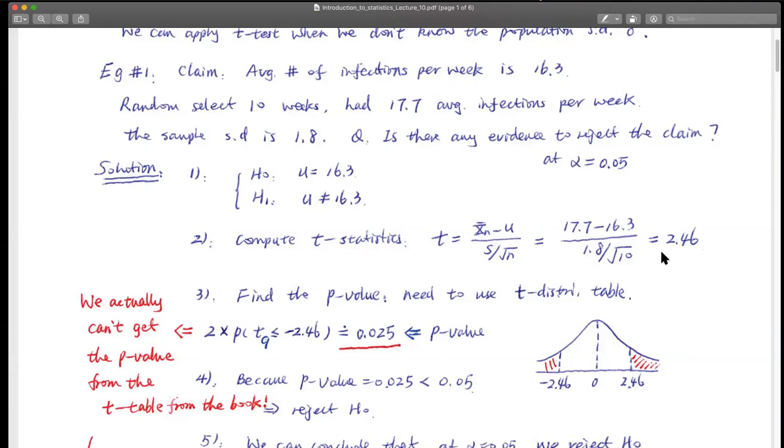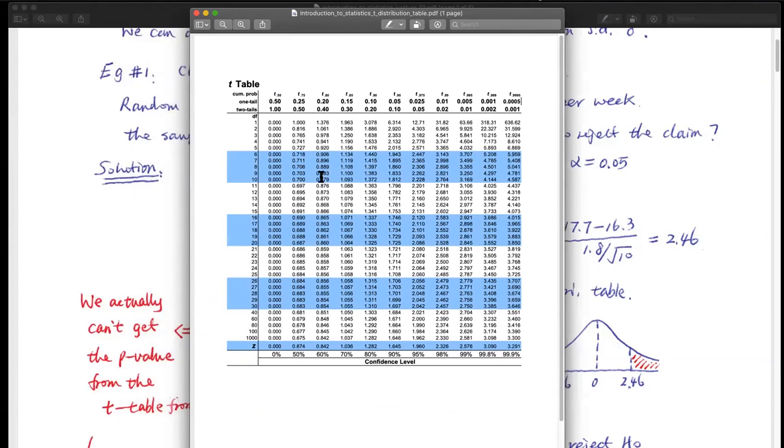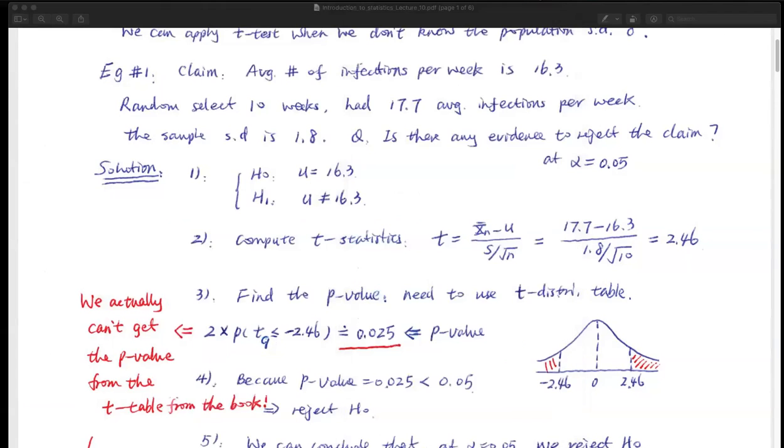What do you do next? Try to find the p-value, right? The challenge we have here is we actually got stuck, based on that T table we mentioned earlier. This is a T table. It's a 1-page T table, but it's a simplified T table. They don't have all the numbers we need, right? So in this case, we have trouble continuing.